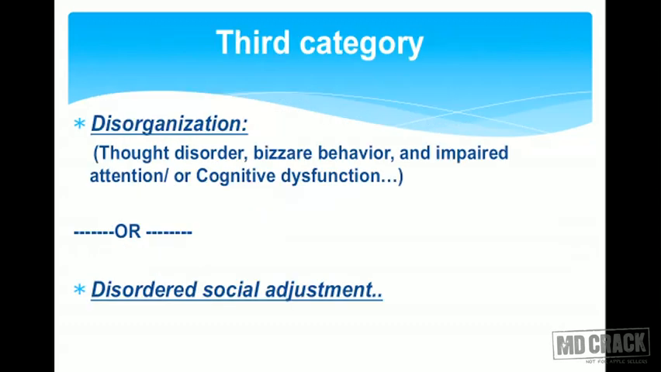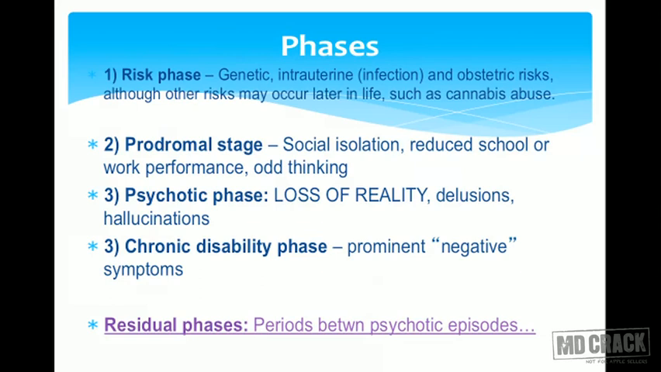There is a third category described in schizophrenia sometimes, and it's called as disorganization or disordered social adjustment. In disorganization, it's mainly thought disorder, there's bizarre behavior and impaired attention, and or there's cognitive dysfunction. So disorganization or disordered social adjustment, a third variant in the symptoms of schizophrenia.